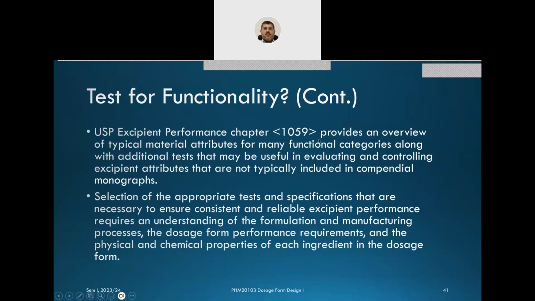So you have a chapter you can read, and more reading about it in USP 1059. We have a copy of the pharmacopoeia, and you may find some copies online for these separate monographs. It provides an overview of typical material attributes for many functional categories, along with additional tests. So different functional categories. What are the functions?